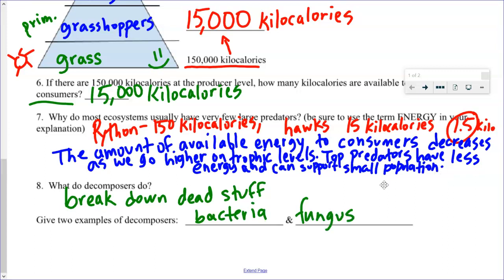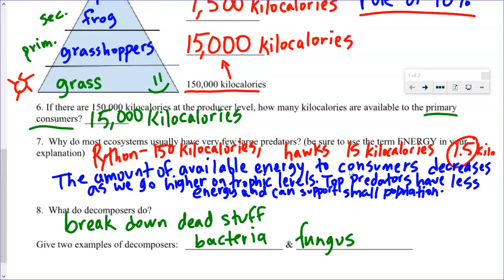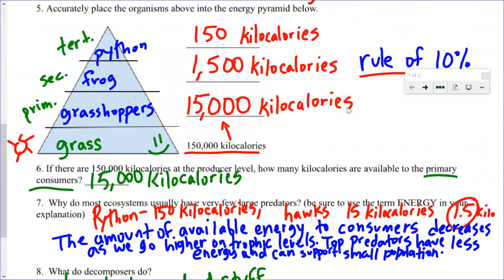So what are these guys doing, and why are they not included on the energy pyramid? Decomposers are unique because they don't actually feed at a particular level. In fact, they're going to break down, I think I'll use red here, dead grass, grasshoppers, frogs, and pythons. And notice how messy that is? The decomposers actually feed on all levels of the energy pyramid. So there's no real pretty spot to put them, which is why they're typically left off of the typical energy pyramid that you would see.